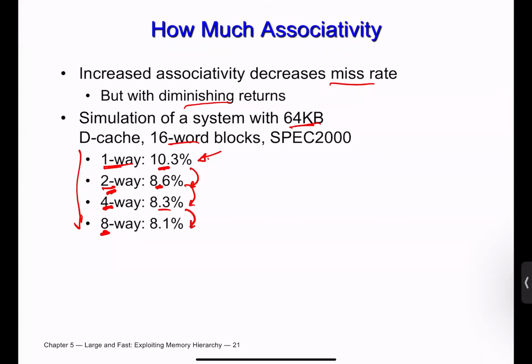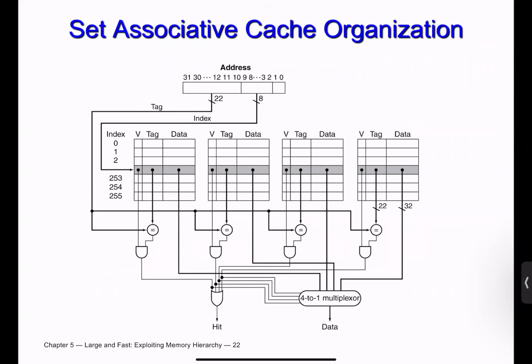8-way associative, I'm going from 8.3 to 8.1 and so on. So there are limits, but afterwards, I will not get really a big benefit of increasing the number of set associativity. Let's see that example.